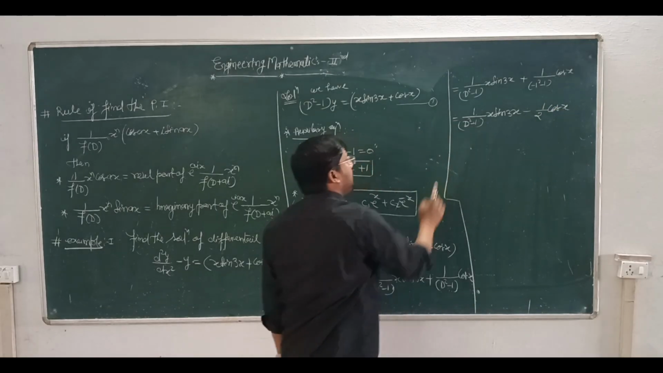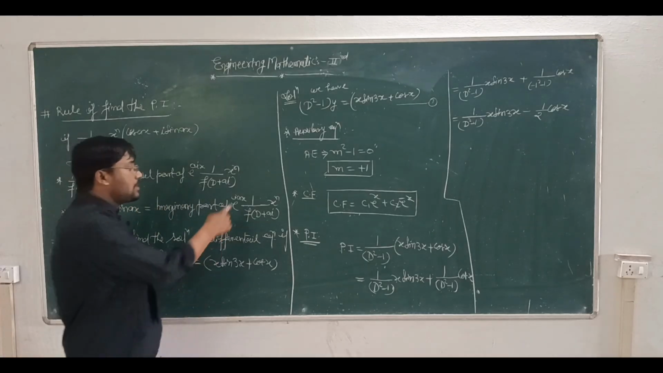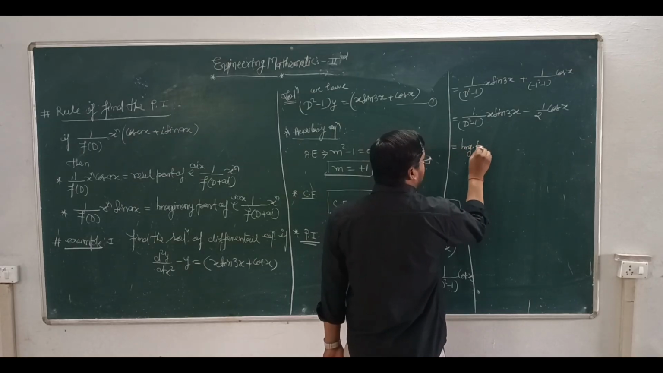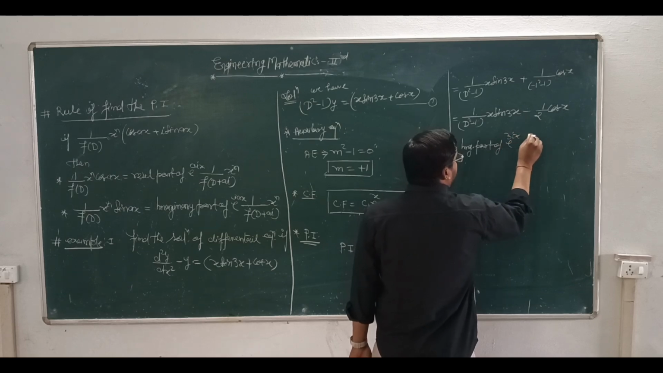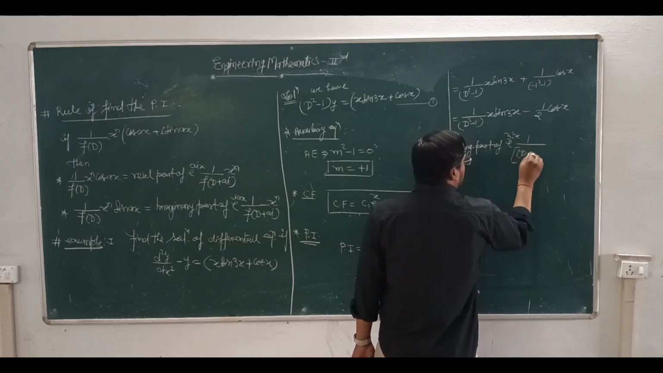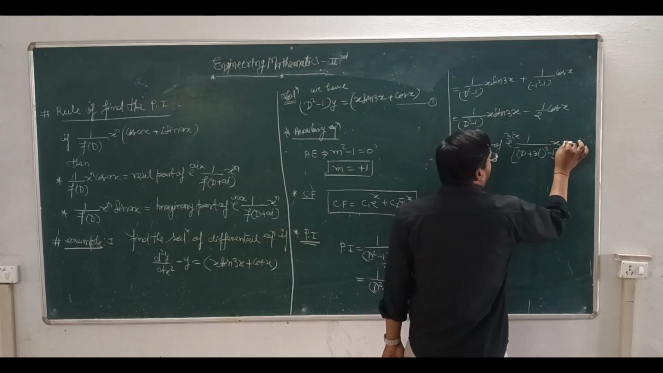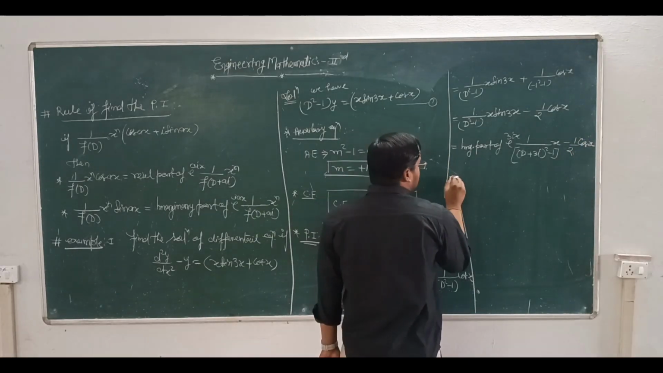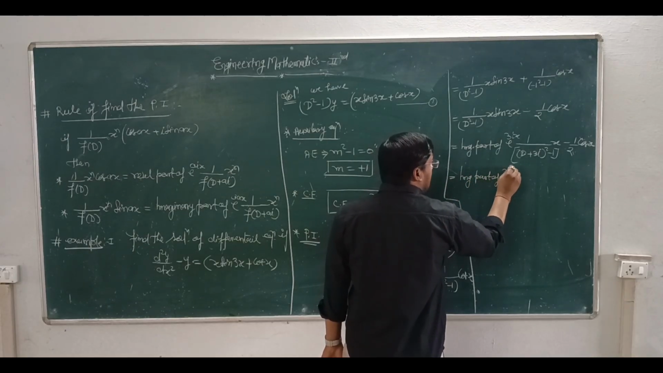Now to this function you can apply the PI rule: 1 upon f(D) x to the power n sin ax is equal to the imaginary part of e to the power iax times 1 upon f(D plus ia). Now write the imaginary part of e to the power 3ix times 1 upon (D plus 3i) to the power 2 minus 1 x minus 1 upon 2 cos x. Now you can simplify this function.